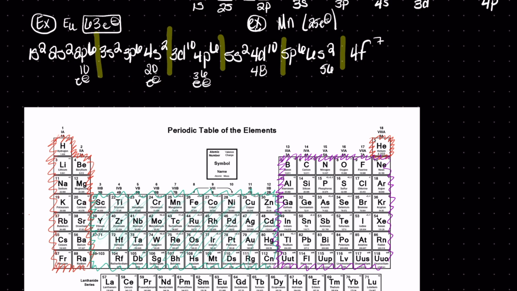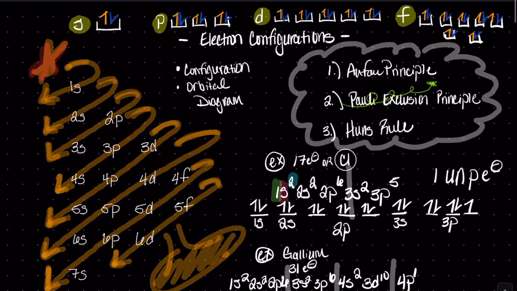And then down here at the bottom, you got your f block. So if you can conceptualize where elements are, then you can guesstimate where your configuration should end.